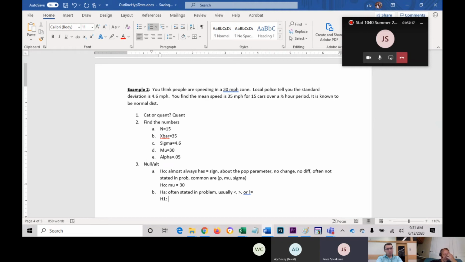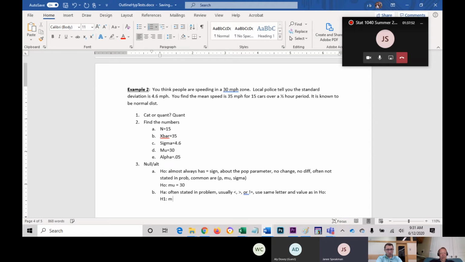So would it be like not equal to 35 miles per hour? Oh, okay, so here's another hint. Use same letter and value as in null. Oh, okay. So then it's going to be not equal to, like mu not equal to 30.